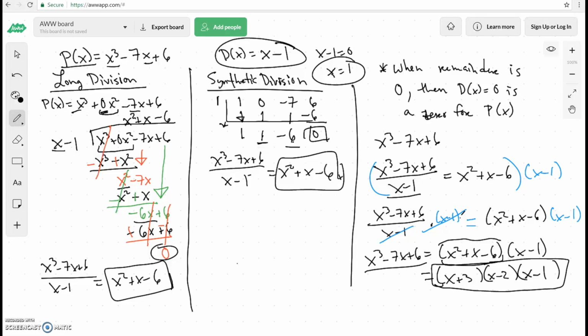So notice how it was very simple to go ahead and factor with long division. The only thing that's really difficult about this is that we need to make sure that we know a 0. If we don't know a 0, then we have to do rational zeros and plug and chug, and it can be really, really annoying. But once we know that something is a 0, it's really, really easy to factor.